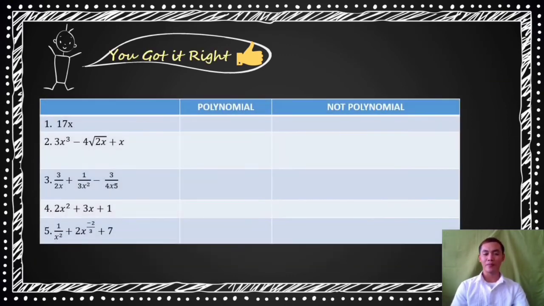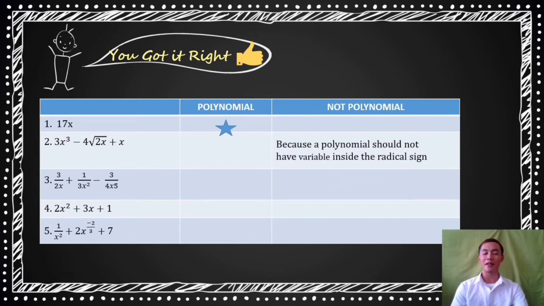Number 1. Is it polynomial or not polynomial? Polynomial. Number 2. Not polynomial. Why? Is it because a polynomial should not have a variable inside the radical sign? As you observe, negative 4 is the square root of 2x. Inside the radical sign, there is a variable x, so it is not considered a polynomial.